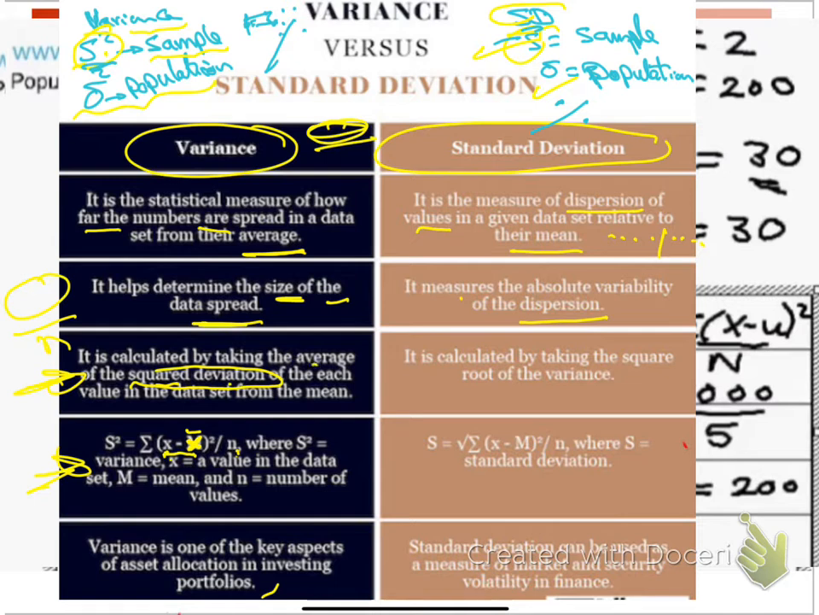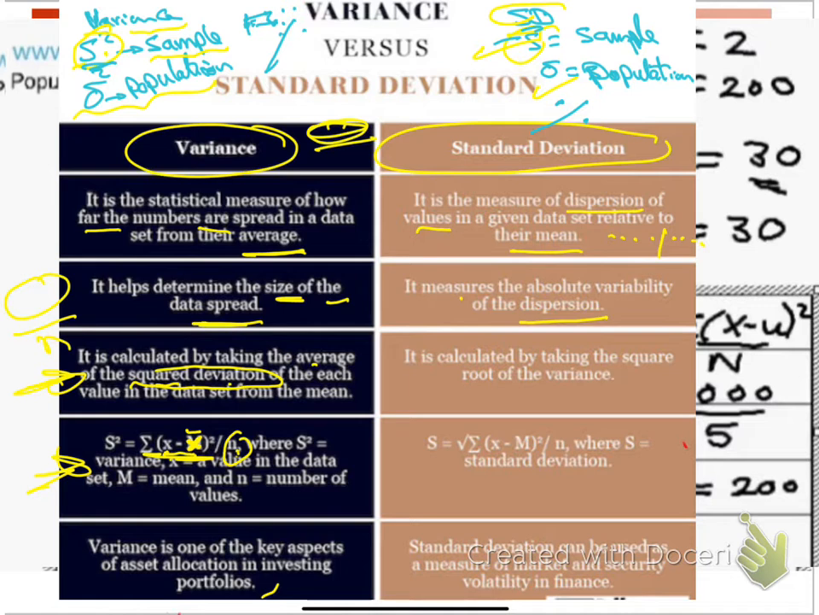So variance is calculated by taking the average of the square deviation. This is the square deviation, and if I divide it by n, it will be the average. Anything divided by the count of them will be the average. Okay, so it's calculated by taking the average of the square deviation of each value of the set.